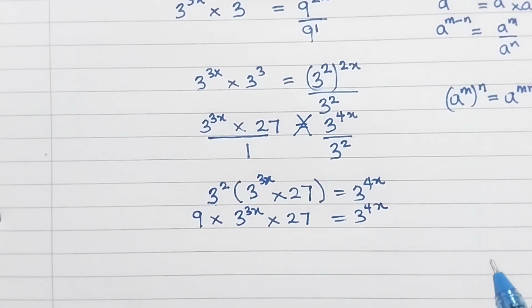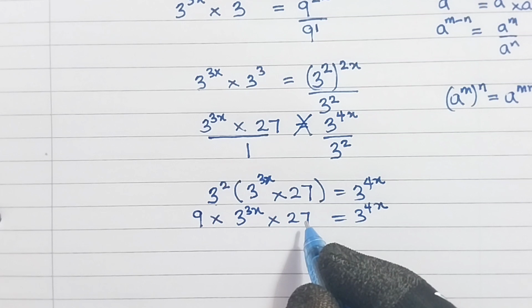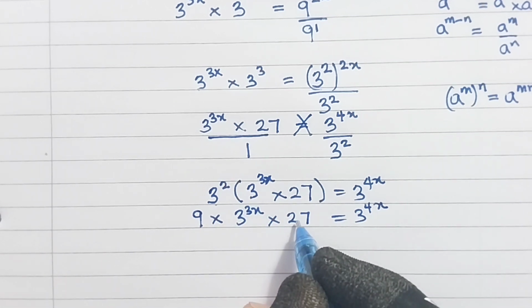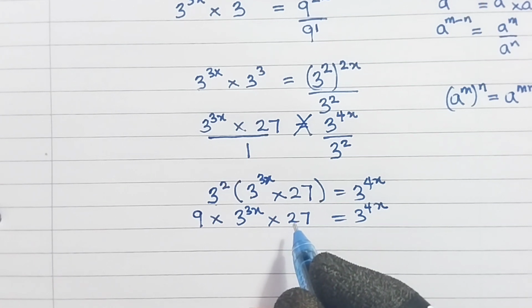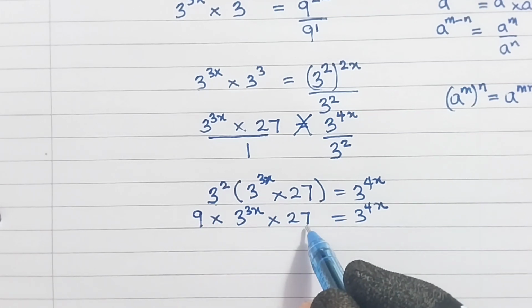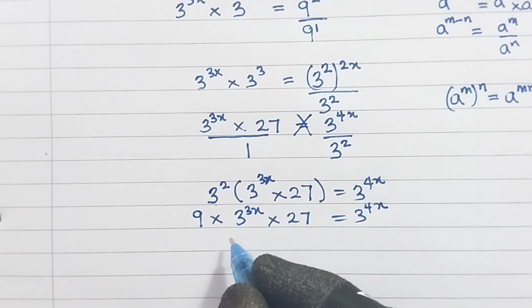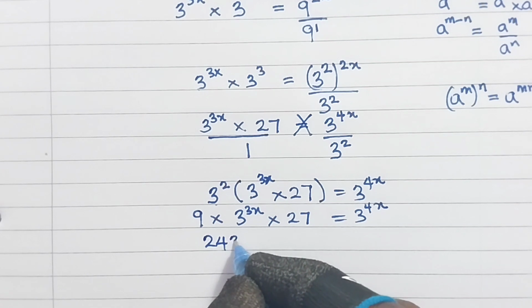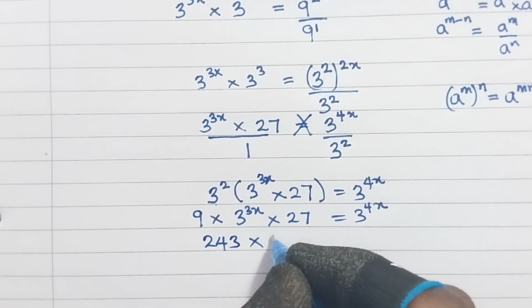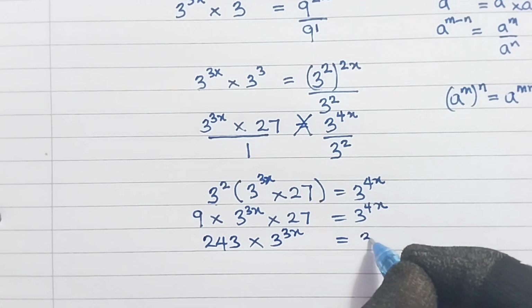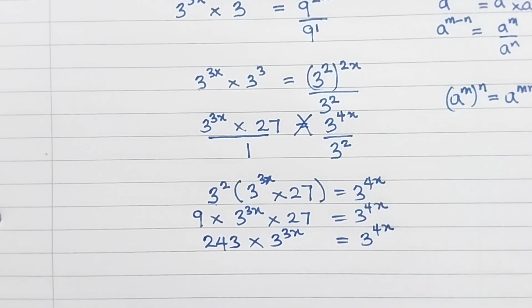Okay, so 9 times 27 is 243. Is it? Yeah, 243. So I have 243 times 3 raised to power 3x is equal to 3 raised to power 4x.